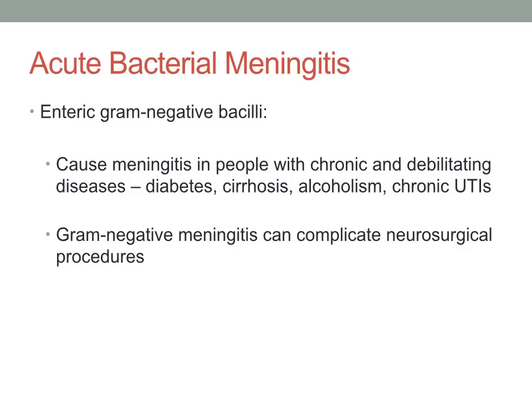There's enteric gram-negative bacilli, which is just a general category of organisms that can cause meningitis. So these cause meningitis in people with chronic and debilitating diseases like diabetes, cirrhosis, alcoholism, chronic UTIs. Because they already have this depressed immune system from their underlying chronic diseases, they tend to be colonized with this bacteria all the time. And so, once again, if it can spread into the central nervous system, then you're going to have an infectious process here, and that's going to be a real problem for you.